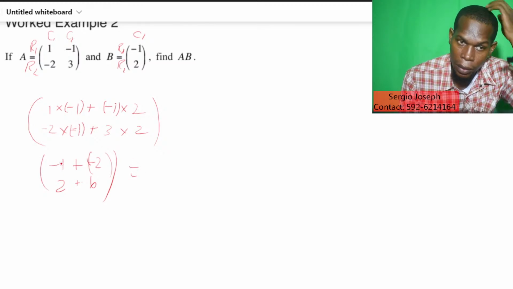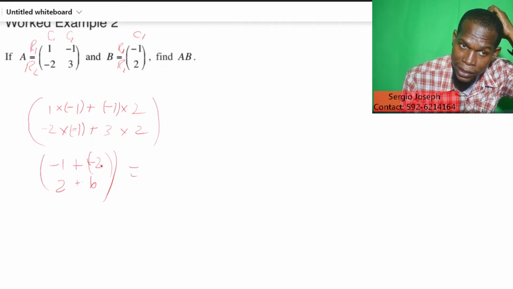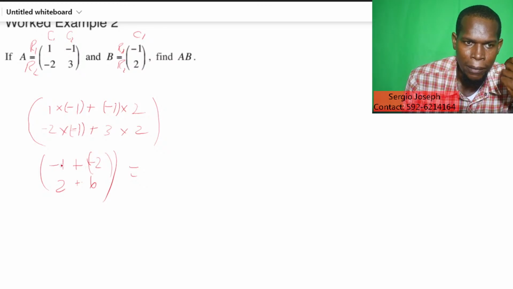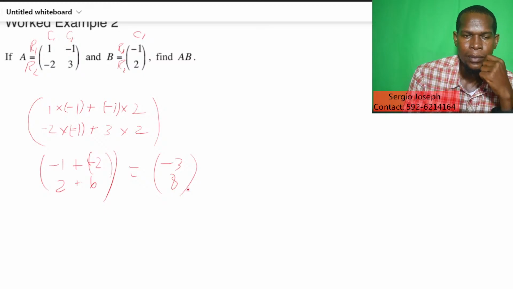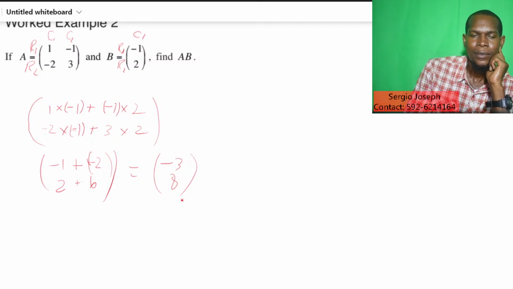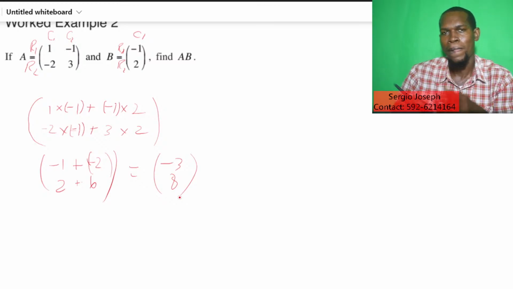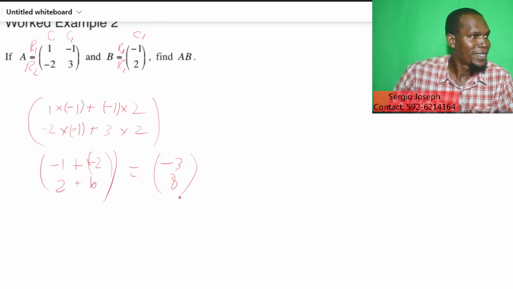Simplifying, what do we get? Minus 1 plus minus 2. A positive and a negative gives you a negative, so it is minus 1 minus 2, which gives us minus 3. And I have 2 plus 6, which is 8. See that? And that's it. Any questions there? Let me check.